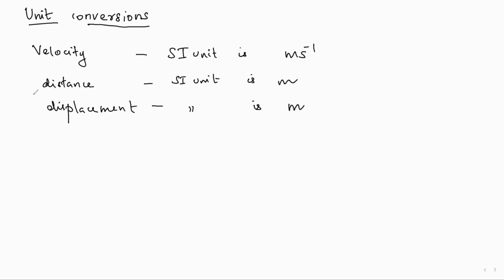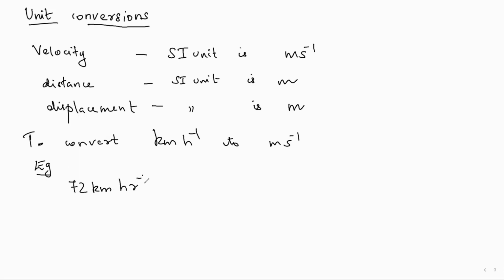A common conversion that will be required in motion questions is between kilometer per hour and meter per second. We need to see how to convert kilometer per hour to meter per second. Let us see an example, like 72 kilometer per hour. How to convert?